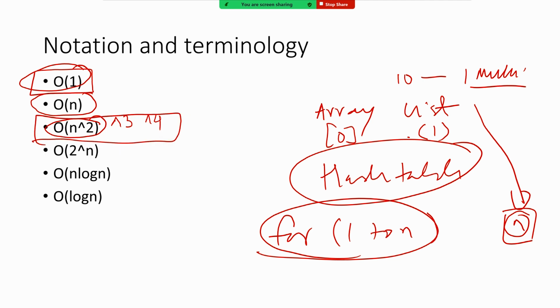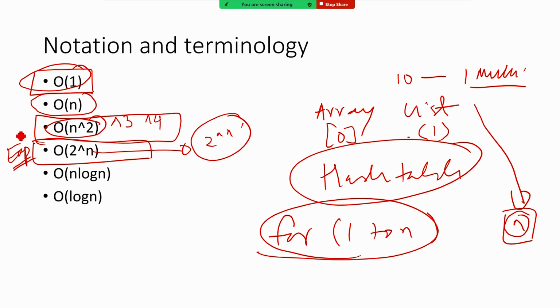And then Fibonacci, the recursive implementation of Fibonacci that you saw was O of 2 raised to the power n. And this is what? This is exponential time. So this is quadratic time, this is linear time, this is constant time.